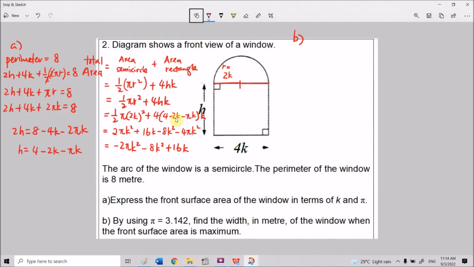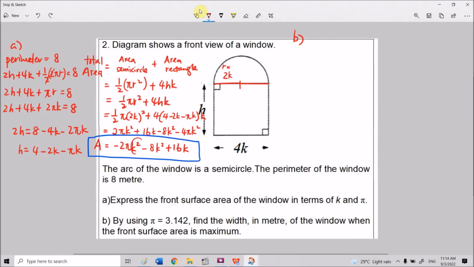So for question B, by using pi equals 3.142, find the width of the window when the front surface area is maximum. Okay, so here, again, no word about differentiation is mentioned. How do we know that we need to use differentiation? We come back to this equation here. This equation, I use a blue color. This equation shows the total front surface area in terms of k.